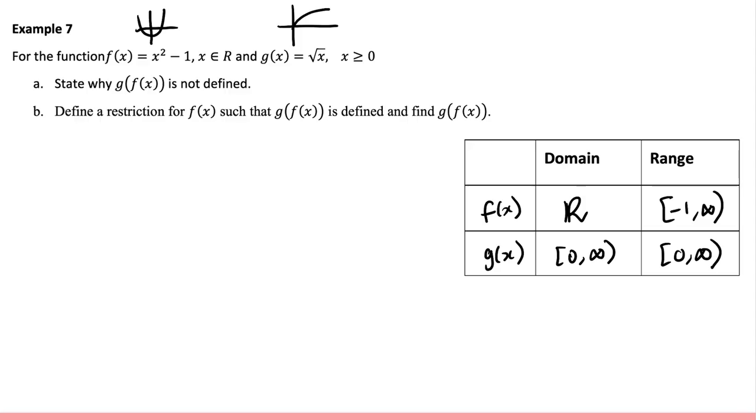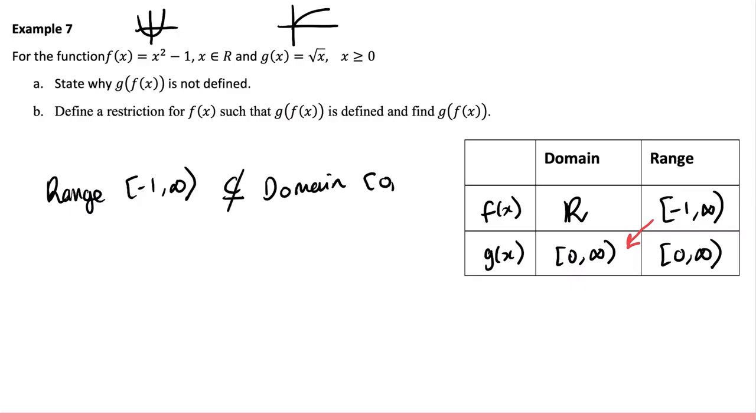Now for it to be defined, the range of the inside, f of x, needs to be a subset of the domain of the outside. And we can see that very clearly does not fit. The range, which is from -1 to infinity, is not a subset of the domain, which is 0 to infinity. Therefore, g of f of x is not defined. It doesn't work that way. So what are we going to do? We need to restrict it.